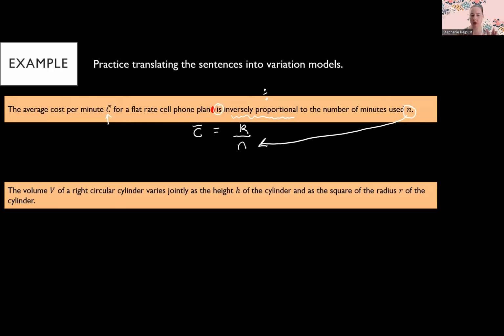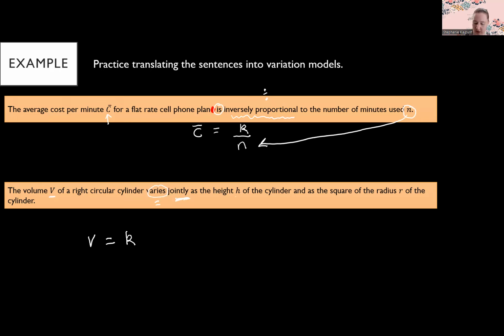Okay. Second one, we've got the volume V. So again, as soon as you see that first variable, which is going to be V, I'm going to write that down. Volume V of a right circular cylinder varies. So if you see the word varies instead of an is, that still means you're going to have your equal to. And then jointly is going to say that we're multiplying. So I'm going to have my K, and then everything that follows is going to be multiplied by whatever the variables are. So jointly is everything's getting multiplied.